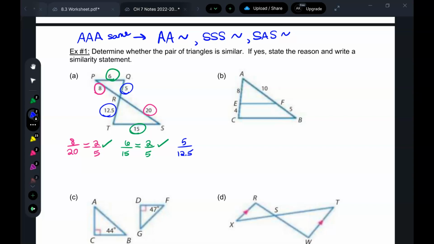As long as I'm consistent, say I put 12.5 over 6, or I mean 12.5 over 5. Oh, that's fine. But I just have to do the same for all of them, right?